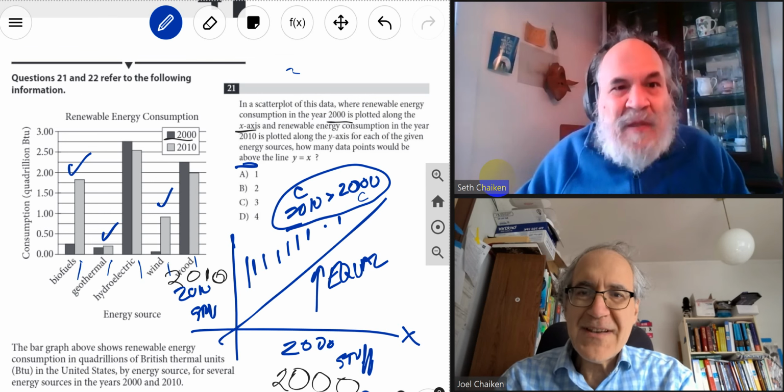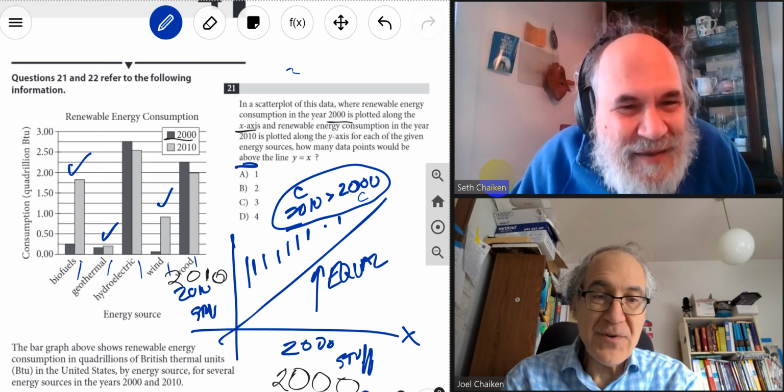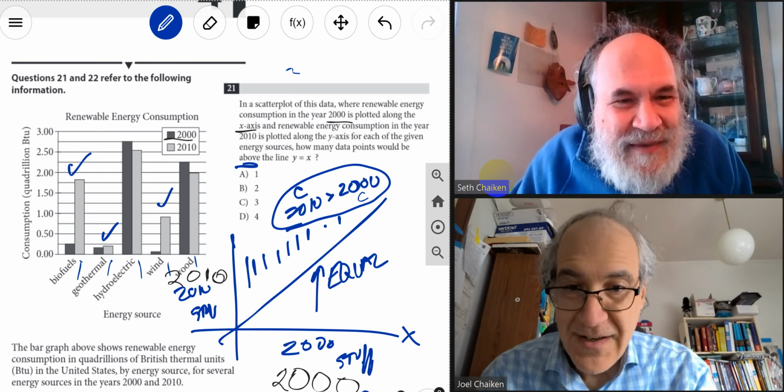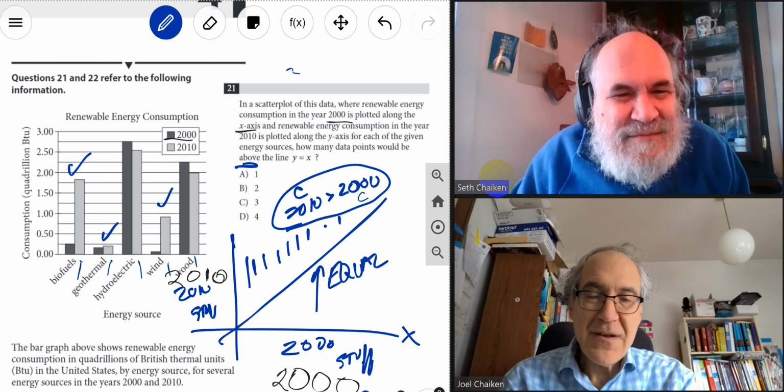Oh, right. Now it's asking, oh, it's not asking for the actual fuels. It's actually saying how many data points. Right, so the answer is 3. Yeah. See? Right.